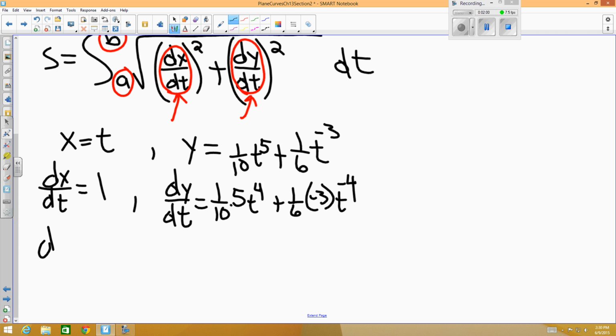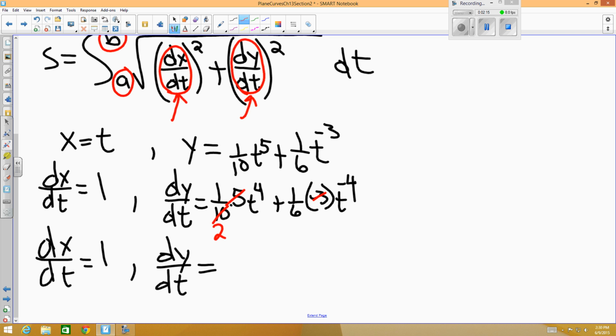Of course, dx dt is just 1, nothing to do there. But we could simplify dy dt a little. Namely, this 5 will go into the 10 2 times. The negative 3 will go into the 6, and we'll be left with a negative 2 in the denominator. So we'll have 1/2 t to the fourth minus 1/2. Well, really, the negative exponent of this t will drop that factor of t into the denominator. So really, t to the fourth.